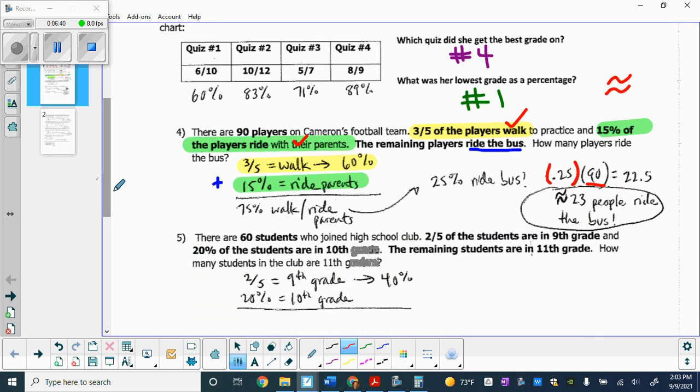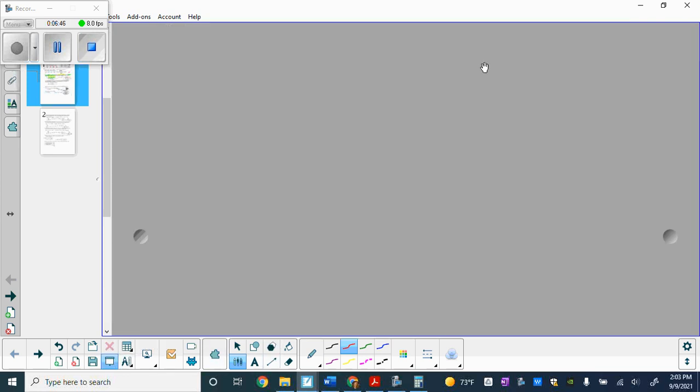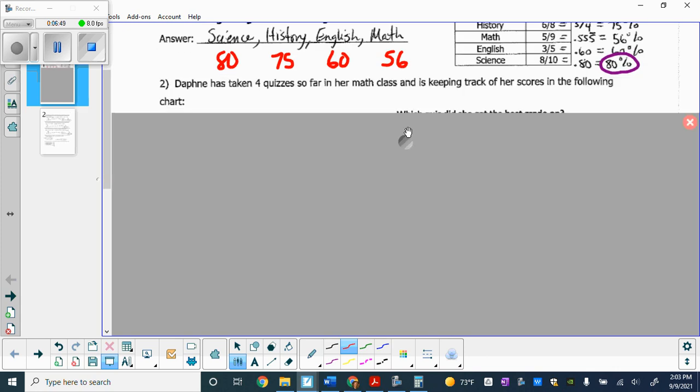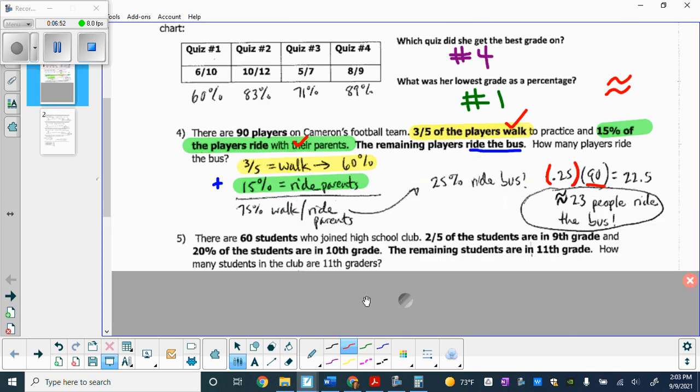So we're going to have a similar strategy here for the next one, okay? And I know some of you are very tempted to go ahead and just start copying down what I have, so let me at least cover up my handwriting so that we can just read the problem together. So we have 60 students who joined a high school club, 60. Now, 2/5 or 40%, 2/5 are in 9th grade. We're also told that 20% are in 10th grade. The remaining students are in the 11th grade. And we want to know how many students that would be in the 11th grade.